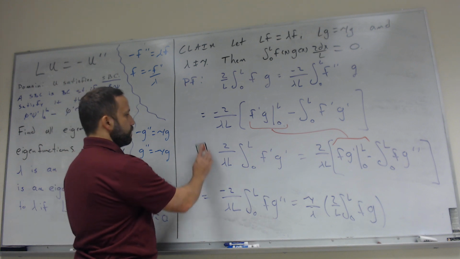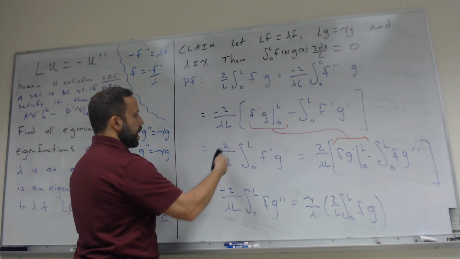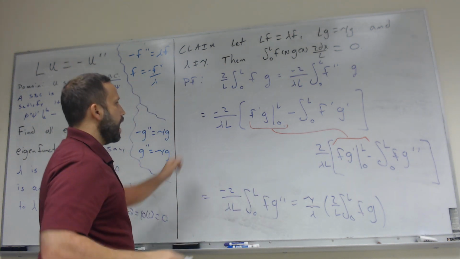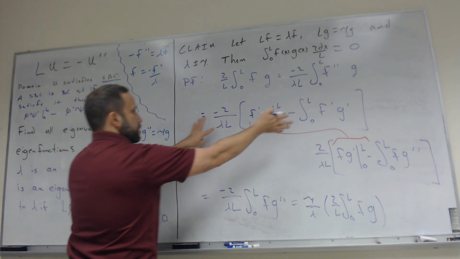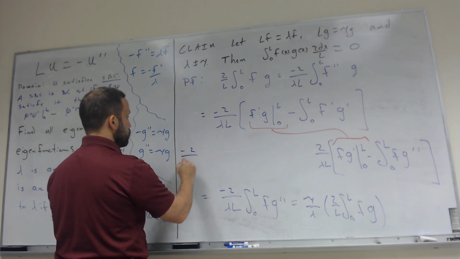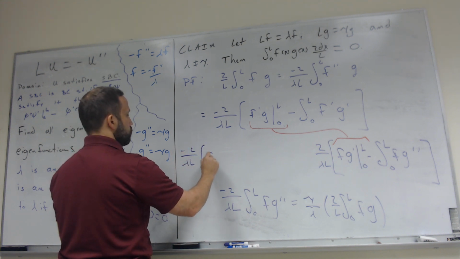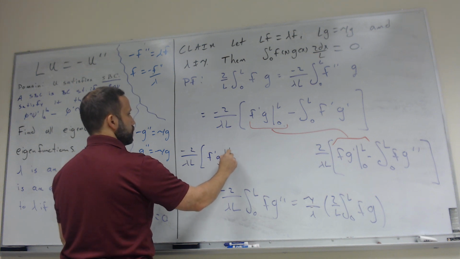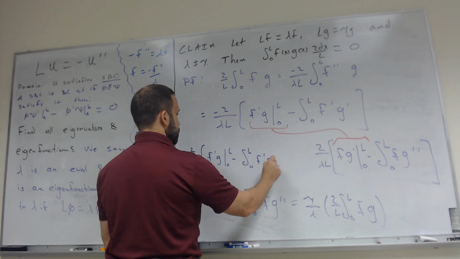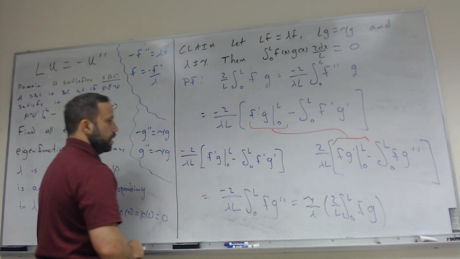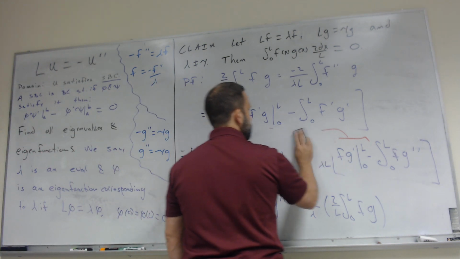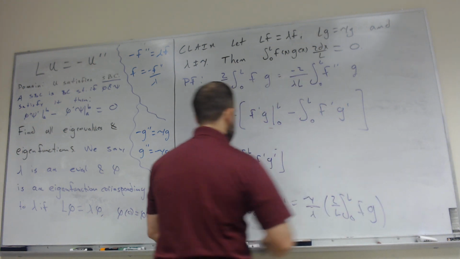Okay, so what we're going to have, I'm going to erase this line right here because I can't do any further simplification. I can't assume that this is equal to 0. Okay, so now instead of having what I had before, I'm just going to copy and paste things down here. So this is minus 2 over lambda L. We're going to have F prime G from 0 to L minus the integral from 0 to L F prime G prime. Okay, so now what's this going to be equal to? Well, this is also messed up now because I have this boundary term.